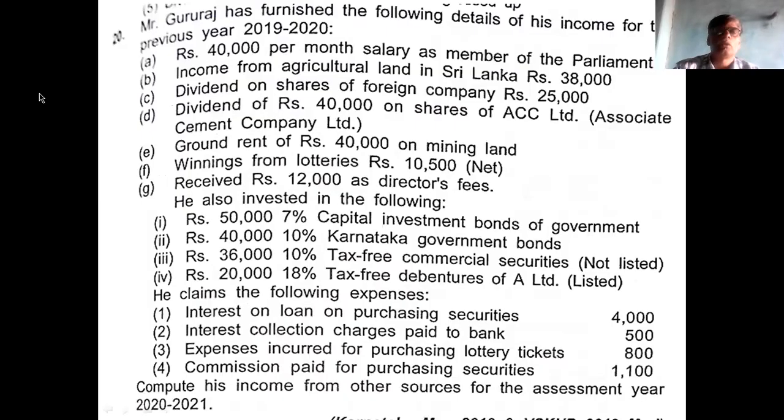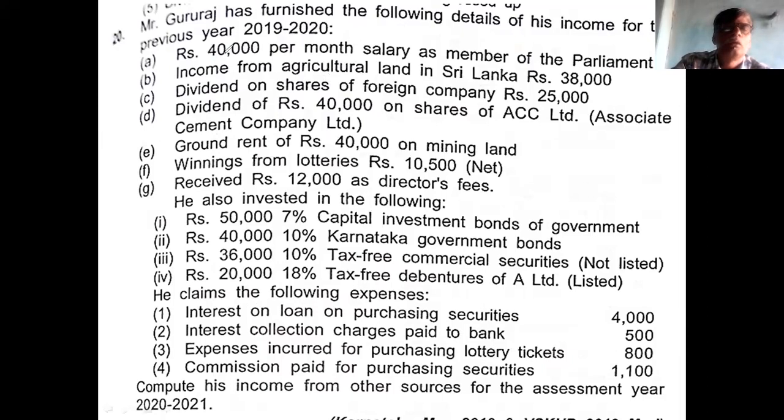This is question number 19. Then question number 20. Gururaj has furnished the following details of income for the previous year. Gururaj, 40,000 per month salary as a member of parliament. Per month 40,000. For the year 40,000 into 12. I think it is 4,80,000.